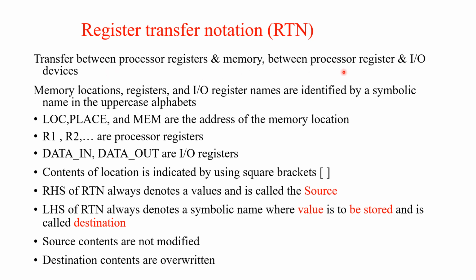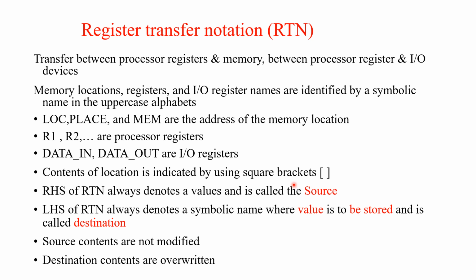Data transfer is how a computer moves information between its registers, memory, and input output devices. We use symbolic names to represent memory locations, processor registers, and input output registers. For example, LOC, PLACE, and MEM represent memory addresses. R1, R2 are processor registers. DATAIN, DATAOUT are the input output registers. Square brackets are used to show the contents of a location.